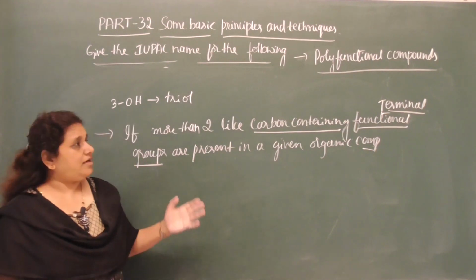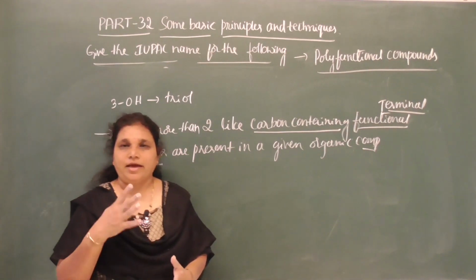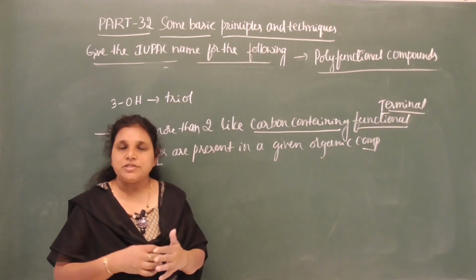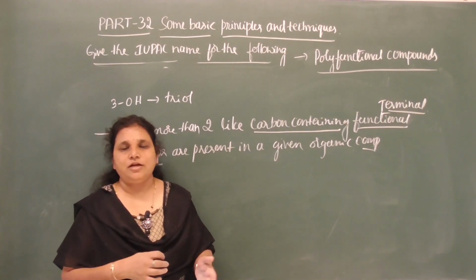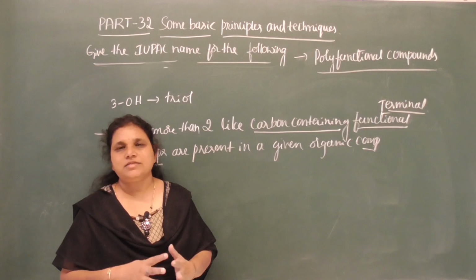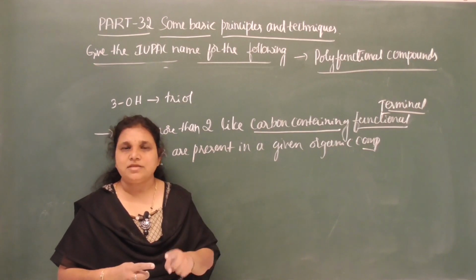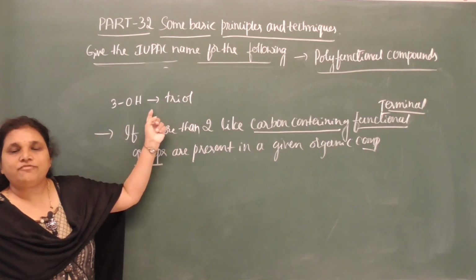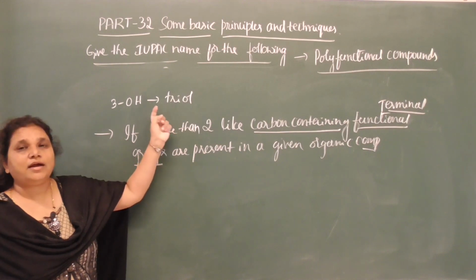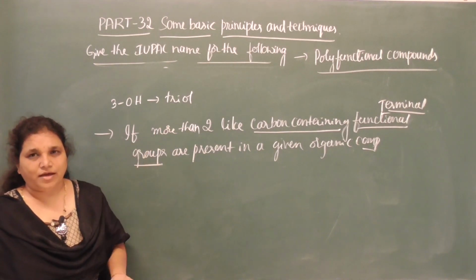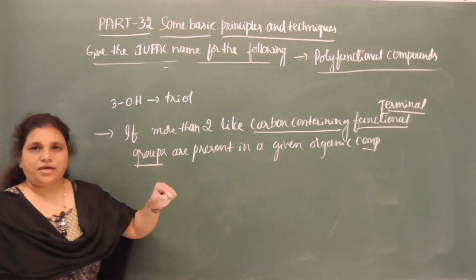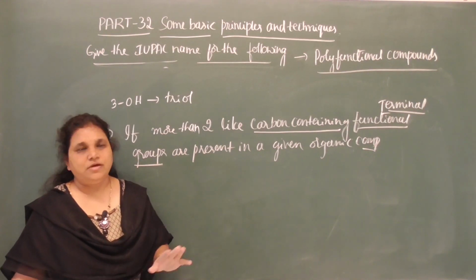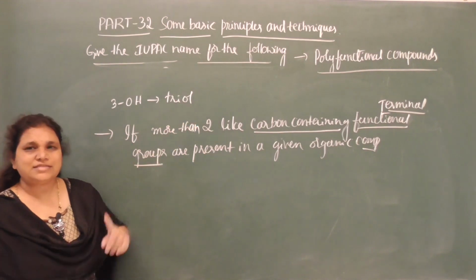But if there are identical functional groups, for example like functional groups, more than 2 like functional groups, there are 2 categories: the functional group not containing carbon, and the functional group containing carbon. OH is not containing carbon, but aldehyde means it contains carbon. So when 2 or more like functional groups not containing carbon atom are present in a given organic compound, then you can use the prefix tri or tetra or penta for 3, 4 or 5 functional groups before the secondary suffix.